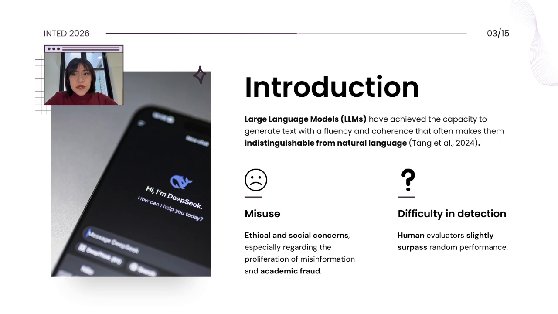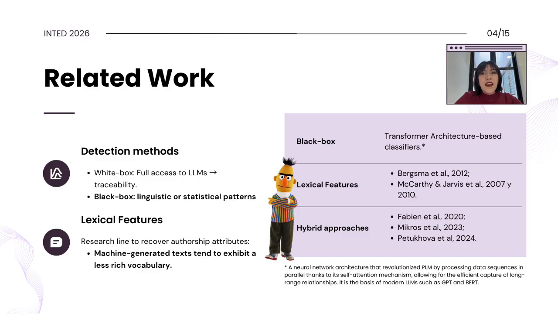However, this is difficult because recent studies show that human evaluators often perform only slightly better than random when trying to identify machine-generated text. Given this challenge, how is the scientific community responding? Well, currently there are two main categories for detection. The first one is white box detection. Here, the detector has full access to the language model and can control its generation behavior.